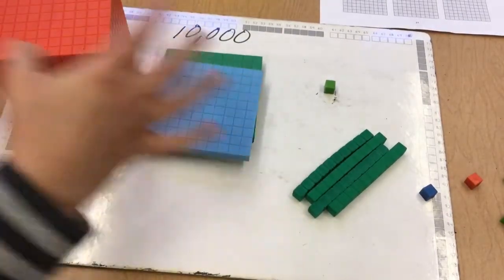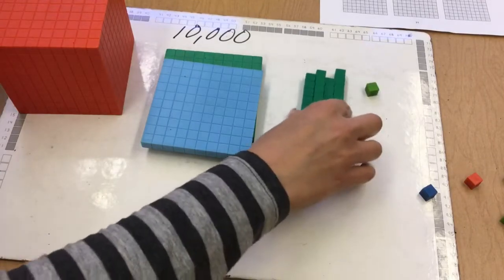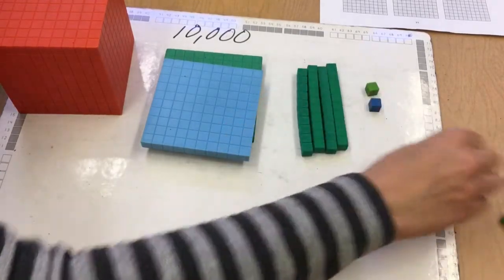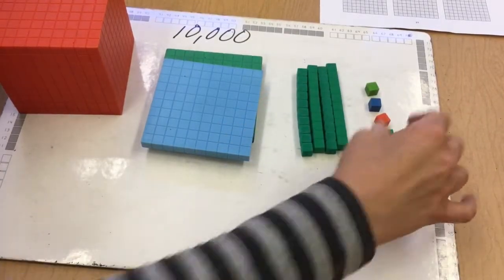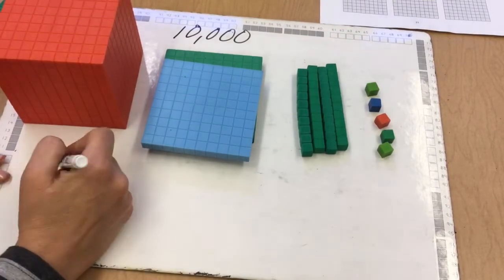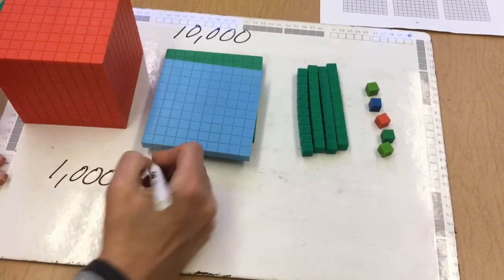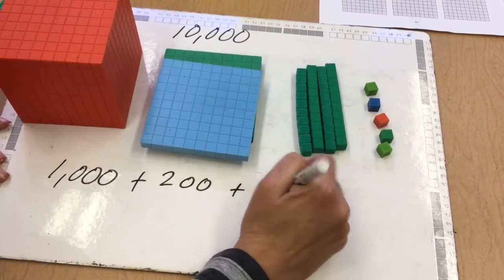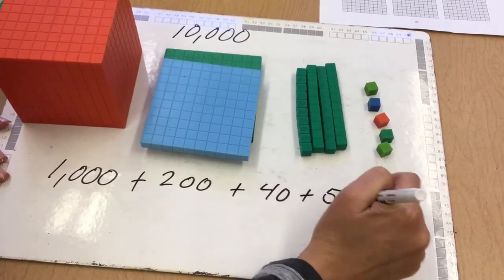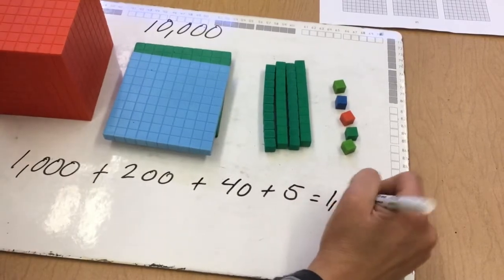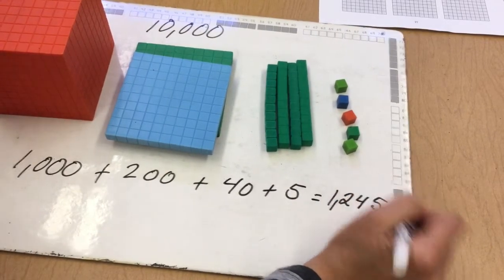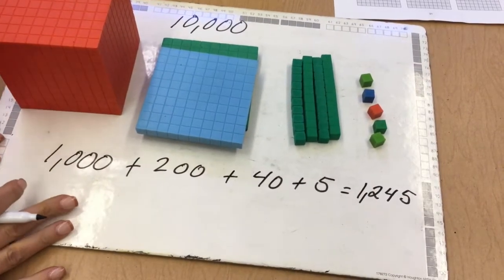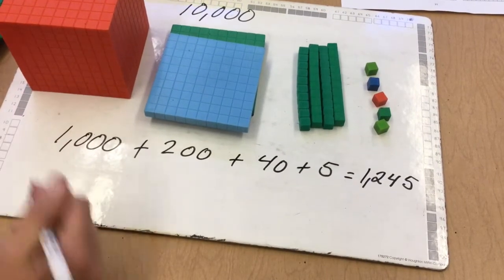We want kids to be able to write the numbers in expanded form. And what I mean by that is that this would be 1,000 plus 200 plus 40 plus 5, which equals 1,245. We also want them to be able to write this in word form.